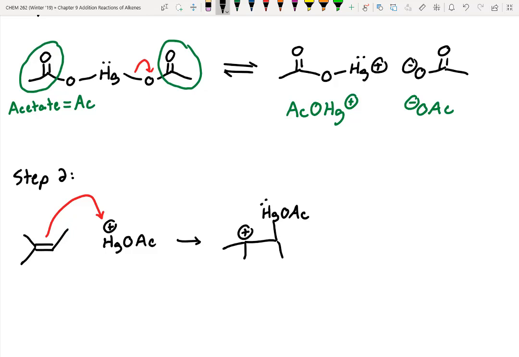Just like before, we really like to form our more stable carbocation, but mercury, being as big as it is and having a lone pair, will immediately dump electron density back down into that carbocation center.